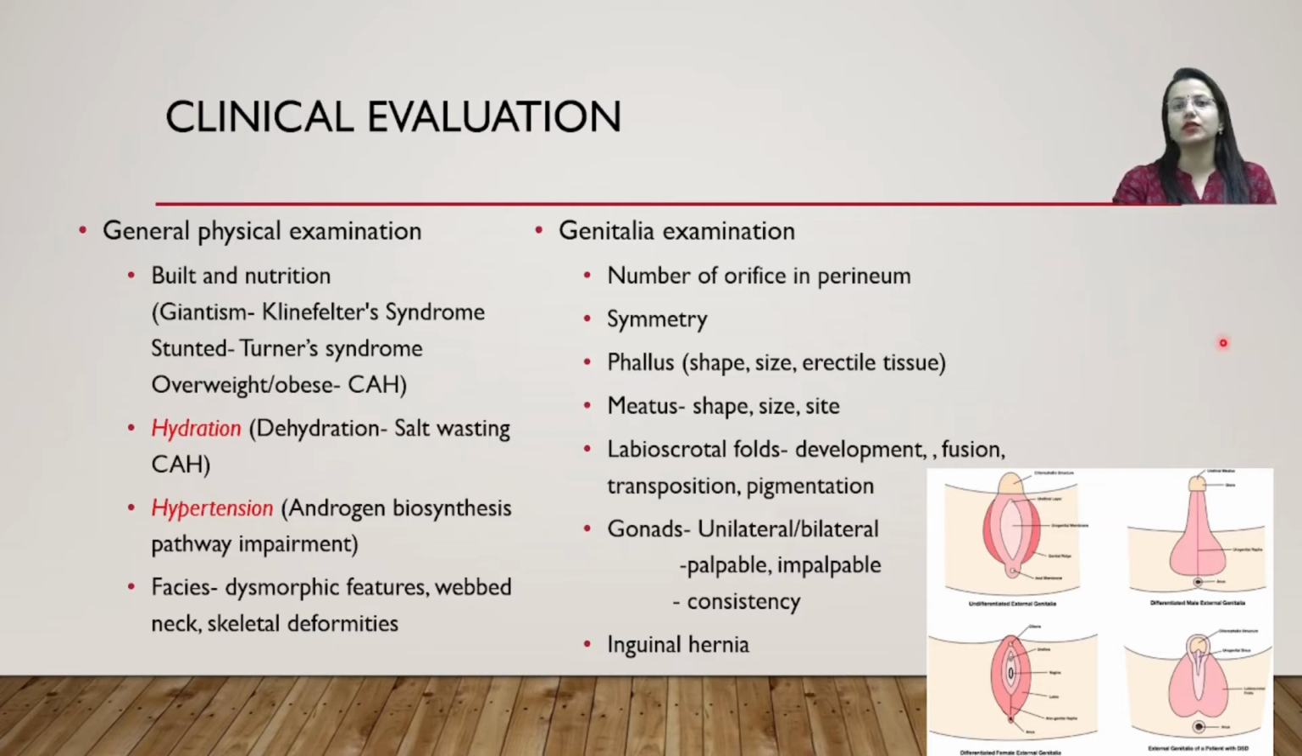The meatus should be noted properly, what its shape is, where it's placed, and what the size is. Then also look at the labioscrotal folds, whether they are fused, what kind of pigmentation is there, and whether there is associated transposition or not. Then while assessing the gonads, if it's a male child, look whether both gonads are palpable in the scrotum. If not, whether it's a unilateral or bilateral undescended testis. One must look for inguinal hernia in both male and female if one is suspecting a case of DSD.